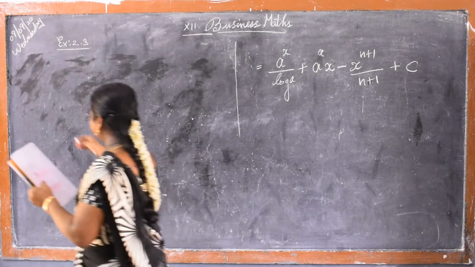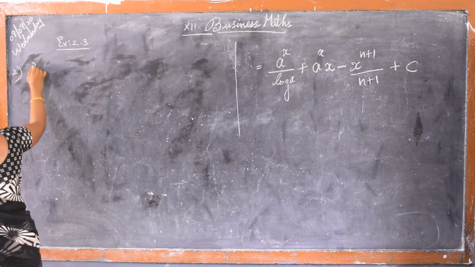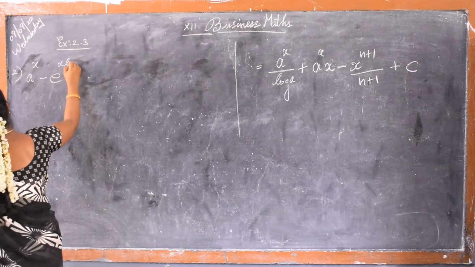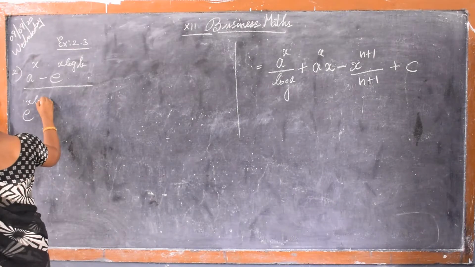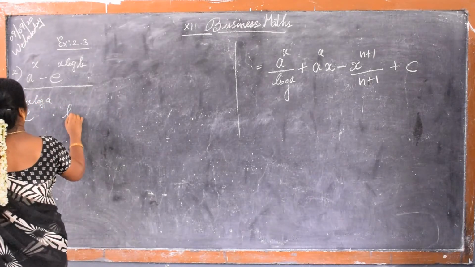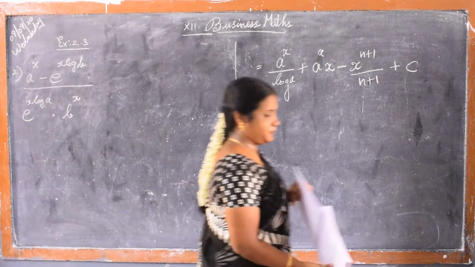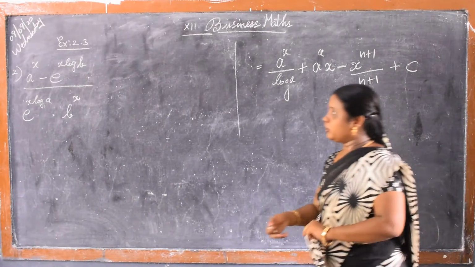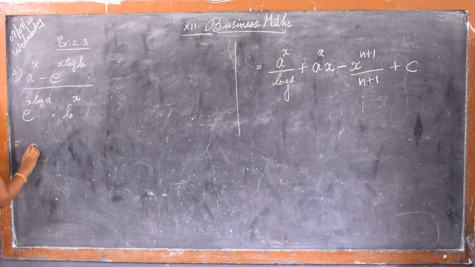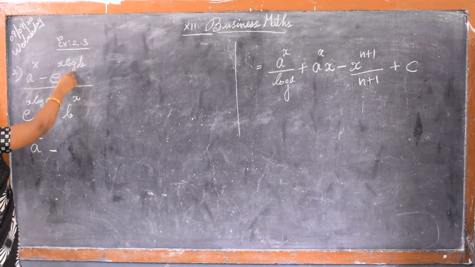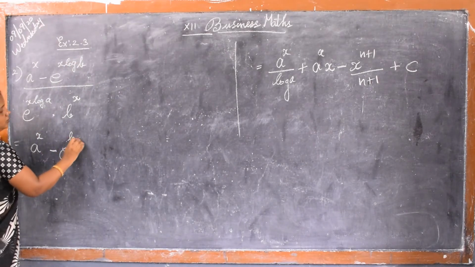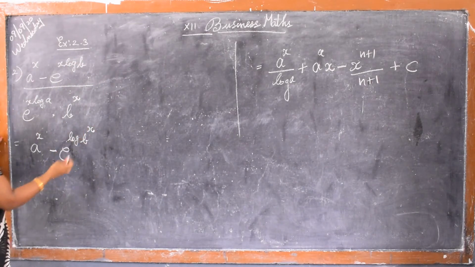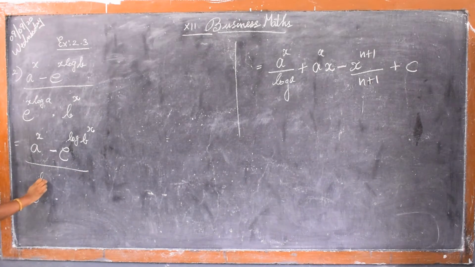See, our second problem is (a power x minus e power x log b) by (e power x log a) into b power x. You have to integrate with respect to x. See here what I am going to do here. Write a power x minus. Here you use the logarithmic rule: b power x, e power log b power x, by here also log a power x into b power x.